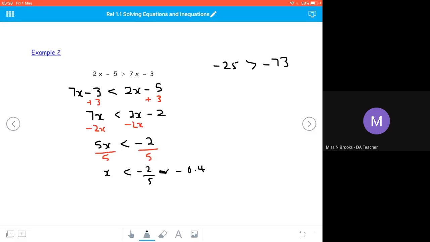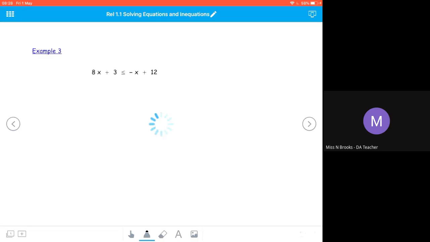So my third example, I've got 8x plus 3 is less than or equal to negative x plus 12. So my larger number of x's is already on my left-hand side, so I'm just going to start collecting my like terms. So I've got a plus 3, so the inverse operation is take away 3. So I'm going to take away 3 from both sides, and that gives me 8x is less than or equal to negative x plus 9.